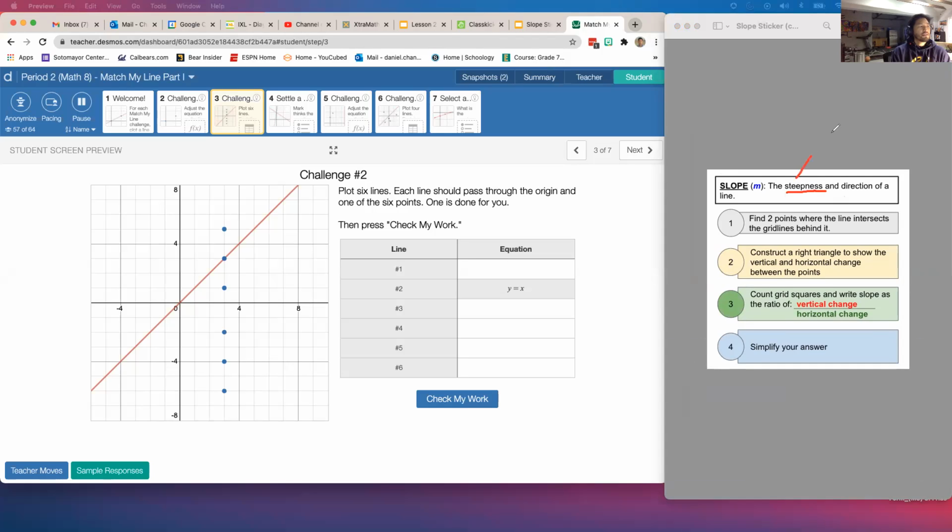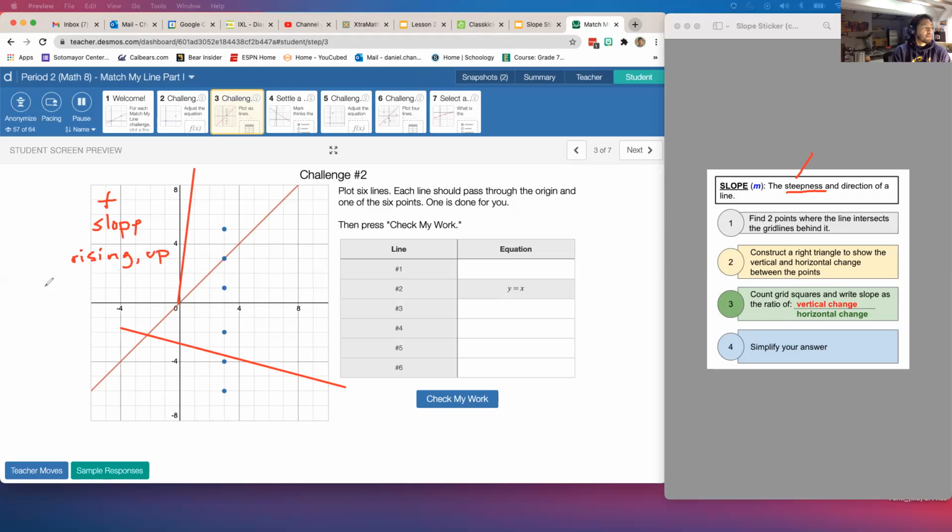Steepness, right? That's a measure of how vertical a line is, how close it is to the y-axis. So this, for instance, is a line that is pretty steep. It's really close to the y-axis. And direction. So this line has a positive slope, so it is rising as you move from left to right. A line that looks like this is falling as you move from left to right, and it will have a negative slope.